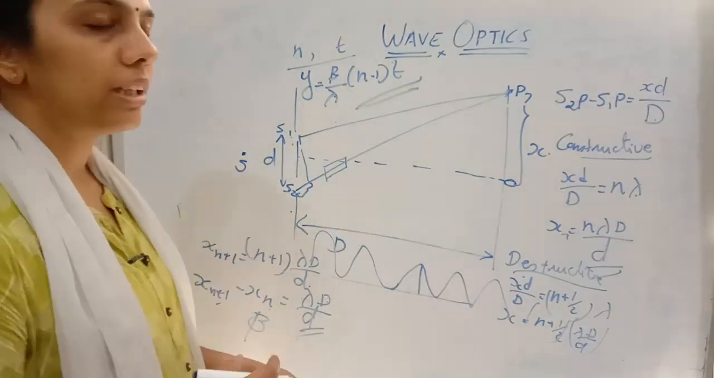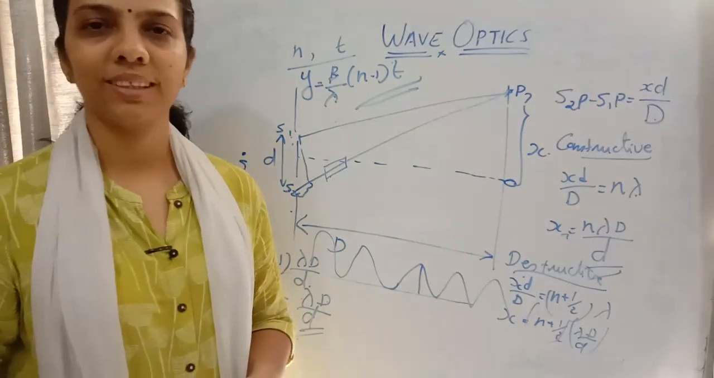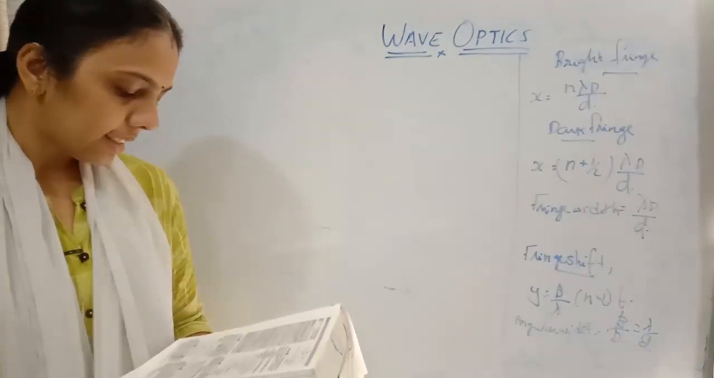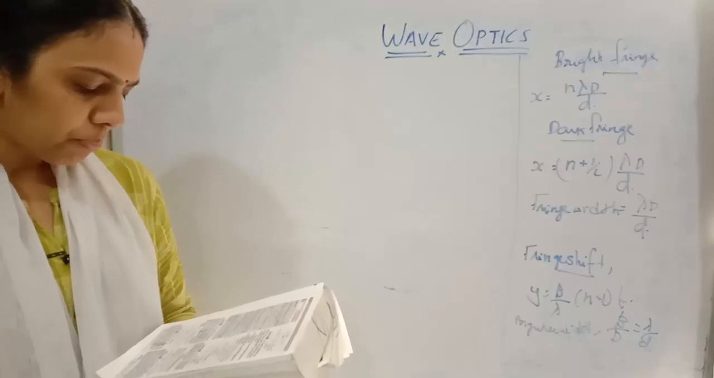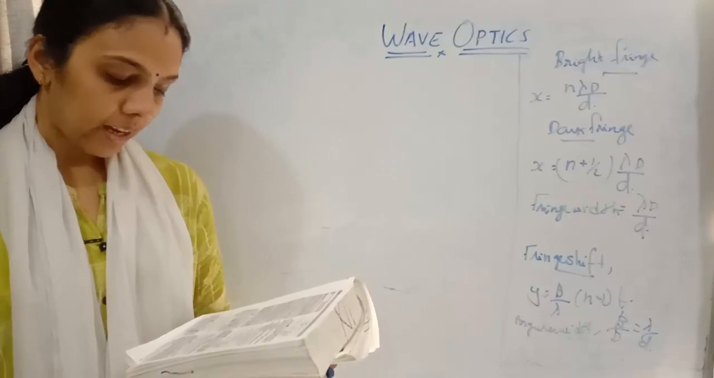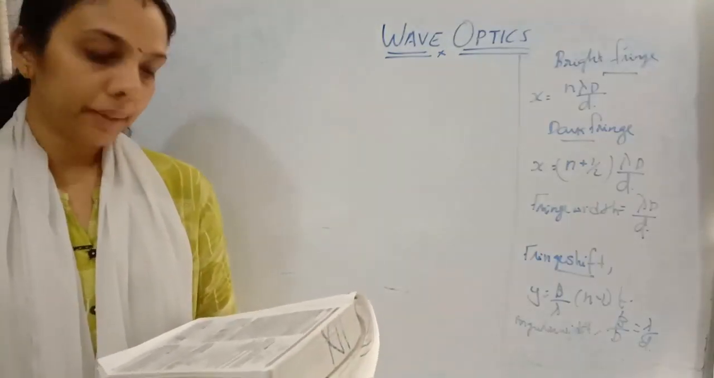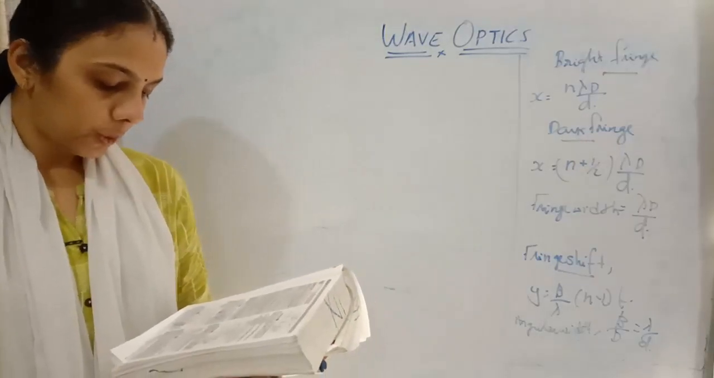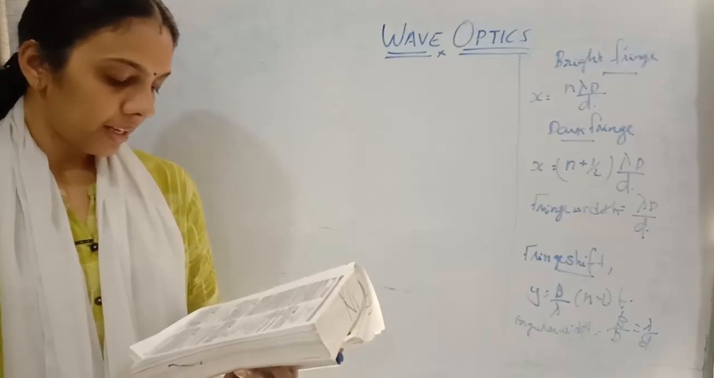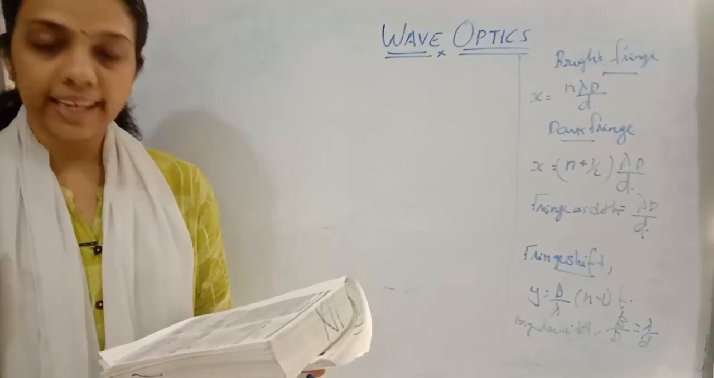I hope it is clear for you, and now we will do some numericals based on this. First question: laser light of wavelength 630 nanometer incident on a pair of slits produces an interference pattern where bright fringes are separated by 8.1 millimeter. Another light produces an interference pattern where the bright fringes are separated by 7.2 millimeter. Calculate the wavelength of the second light.